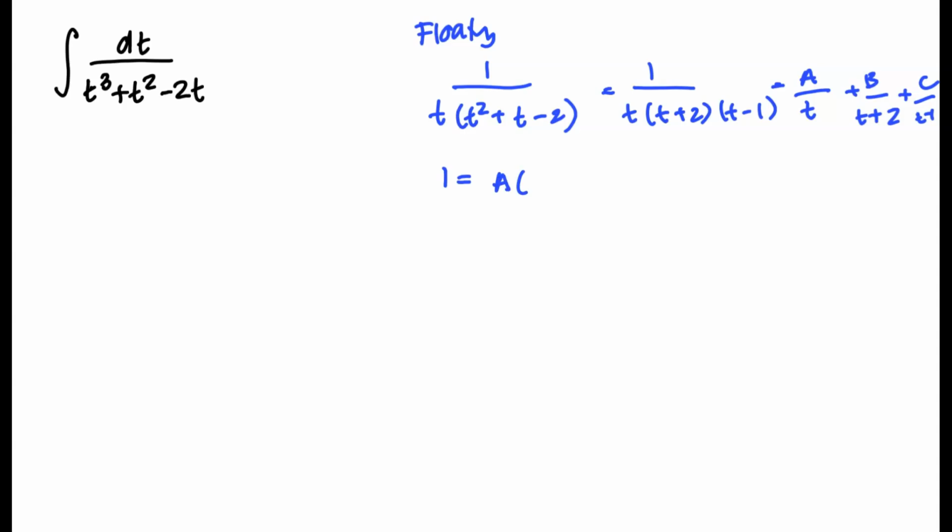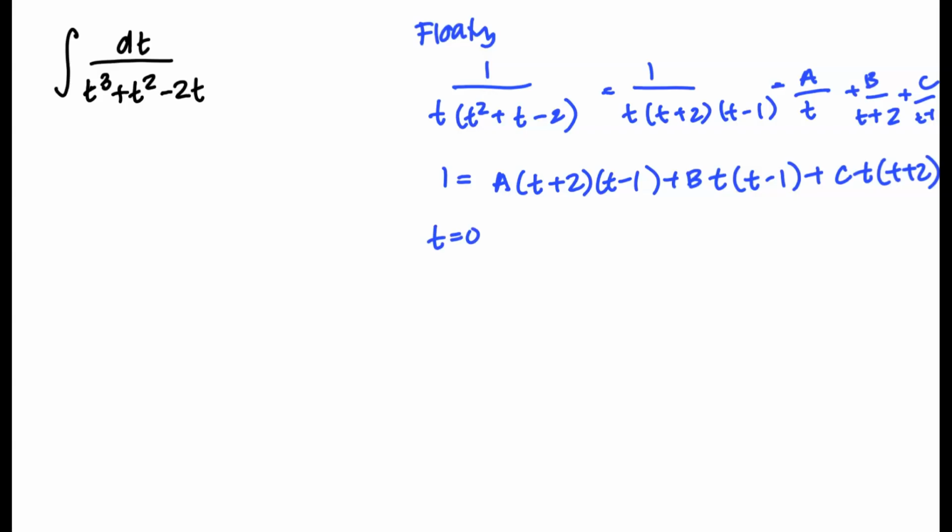We have A times (t plus 1)(t minus 1). We had B times t times that (t minus 1), and C times that t and the (t plus 2). This one is not horrible if you did the coefficient matching, or if you did strategic substitution. I would probably proceed with strategic sub myself.